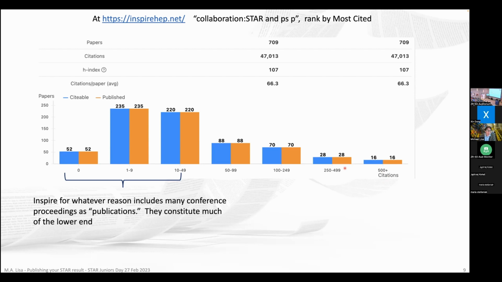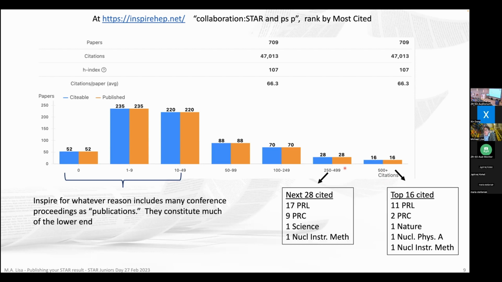If we look at the journal composition of these two categories, indeed, it's dominated by PRL. So in the top 16, we have the Nuclear Physics A paper, which of course is the white paper from STAR. That's our most cited paper by far. This Nuclear Instruments and Methods paper on the TPC is up there too. Then we have 11 PRLs, and then the Nature paper on polarization. So it's mostly Phys Rev Letters.